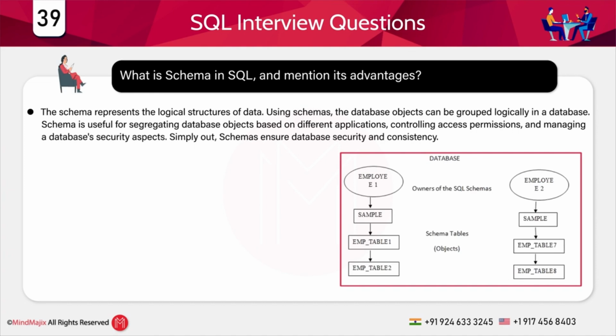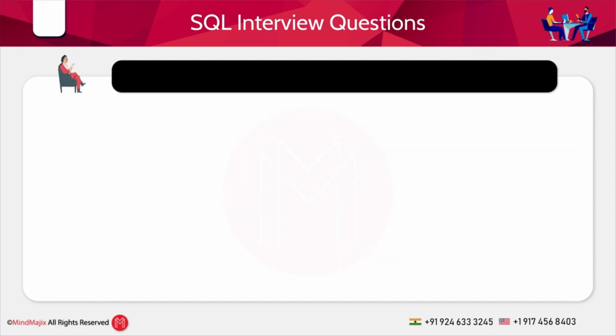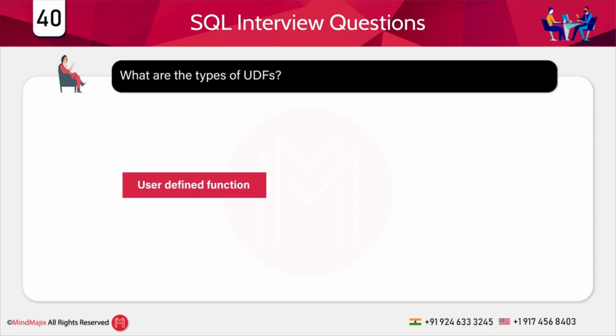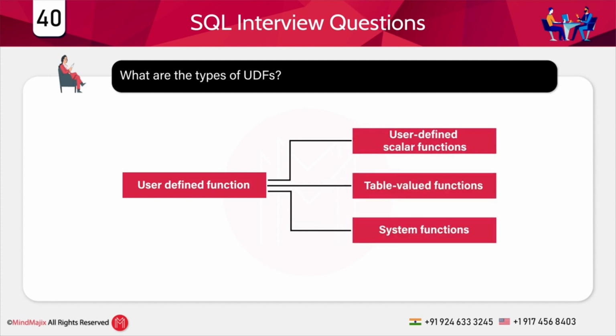And now if you talk about the advantages of schema, so schemas can be easily transferred. The next point is, you can transfer database objects between schemas. And the third point over here is that the schemas protect database objects and achieves effective access control. The next question over here is, what are the types of UDFs? So UDFs are nothing but user-defined functions. And basically there are three types of user-defined functions. As you can see on the screen, user-defined scalar functions, table-valued functions, and system functions.